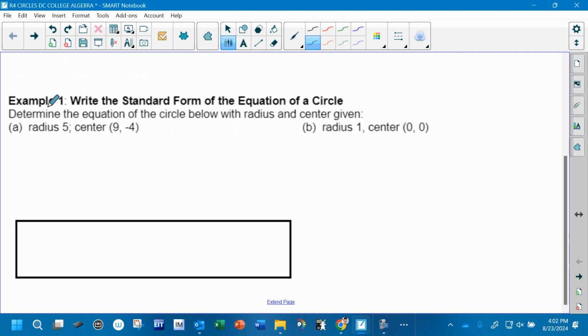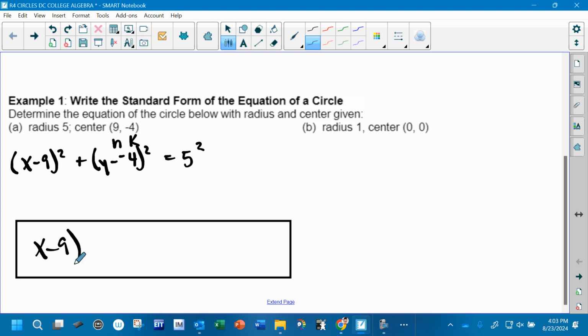So first of all, determine the equation with the given radius and center. If your radius is 5 and your center is (9, -4), so this is your h and this is your k, you're just going to plug it in. So (x minus 9) squared, (y minus -4) squared equals r squared. All you have to do is plug it in and then clean it up. So this is going to stay negative, so this is (x minus 9) squared. Two negatives make a positive, so this is (y plus 4) squared, and 5 squared is 25. And that's the equation of that circle. There's really not a lot to it other than just plugging it in and simplifying it.